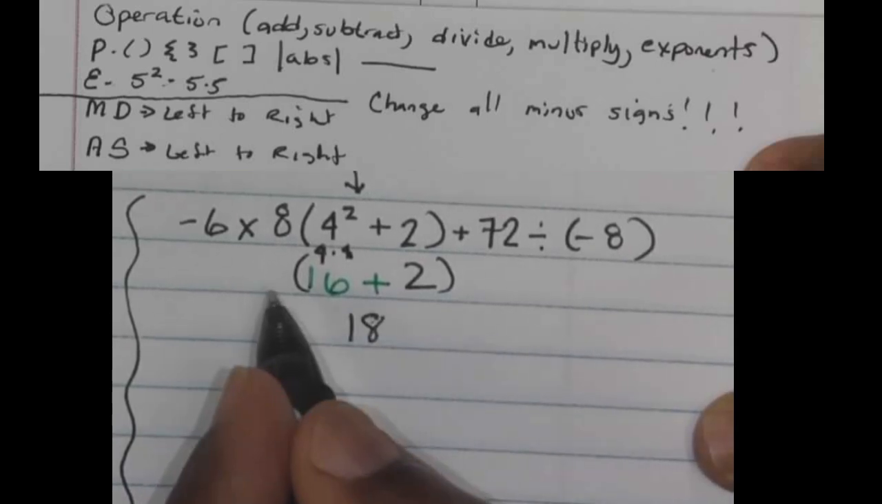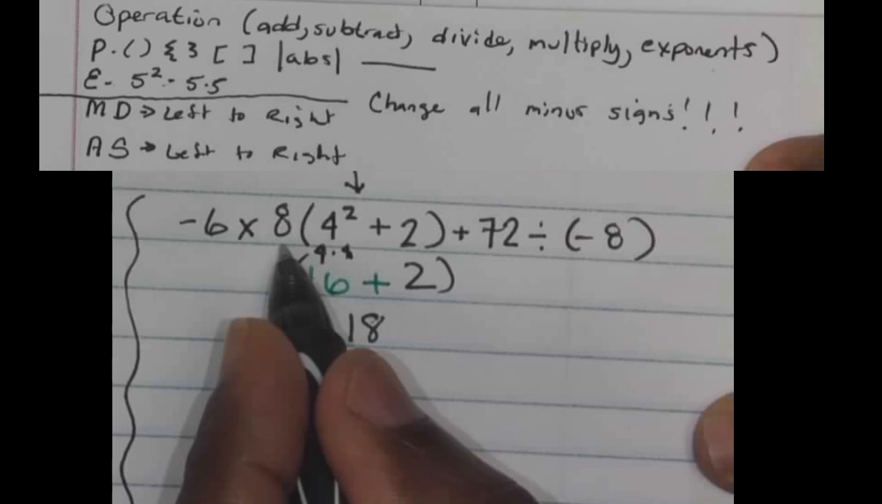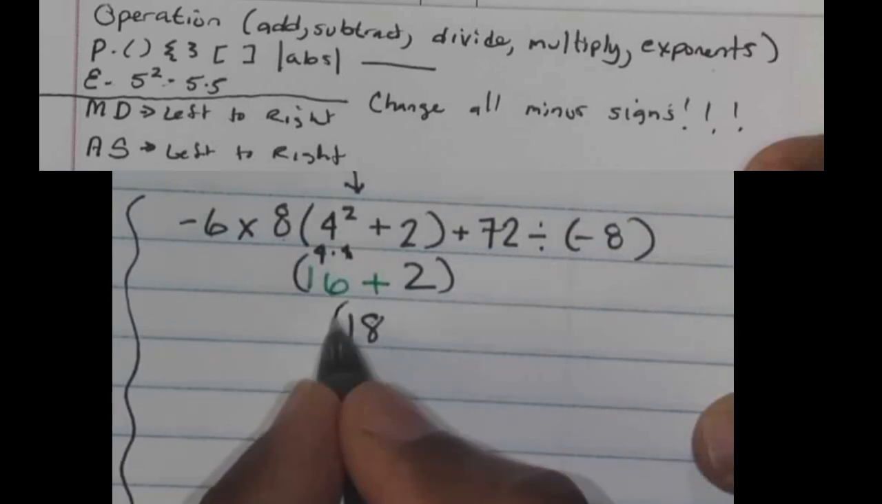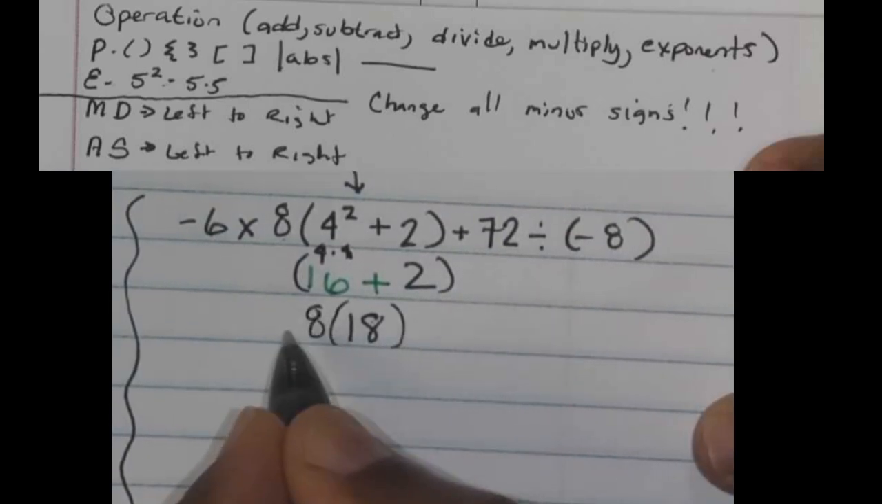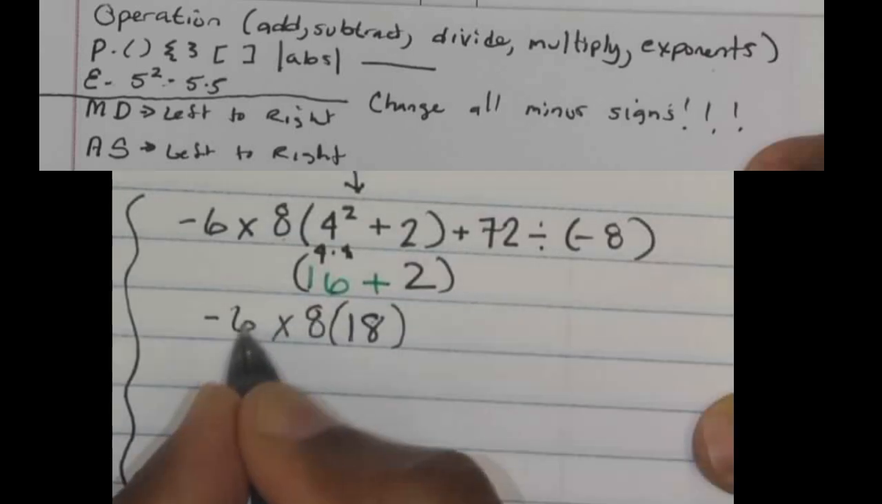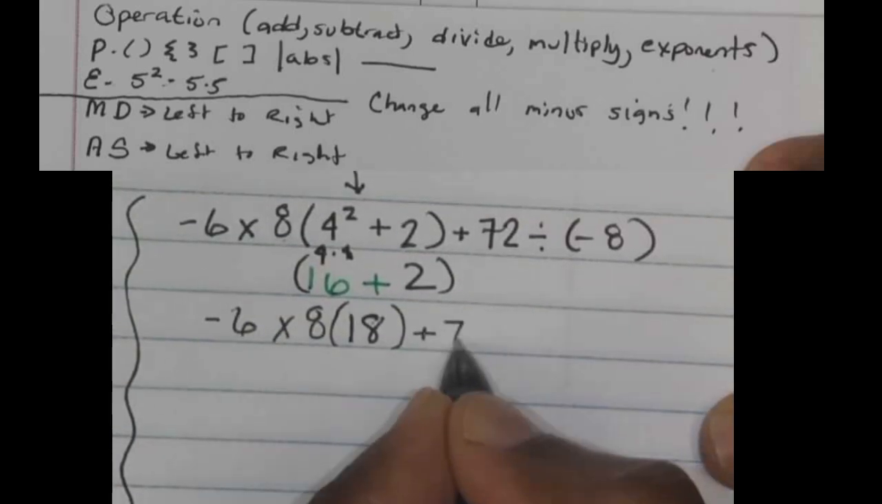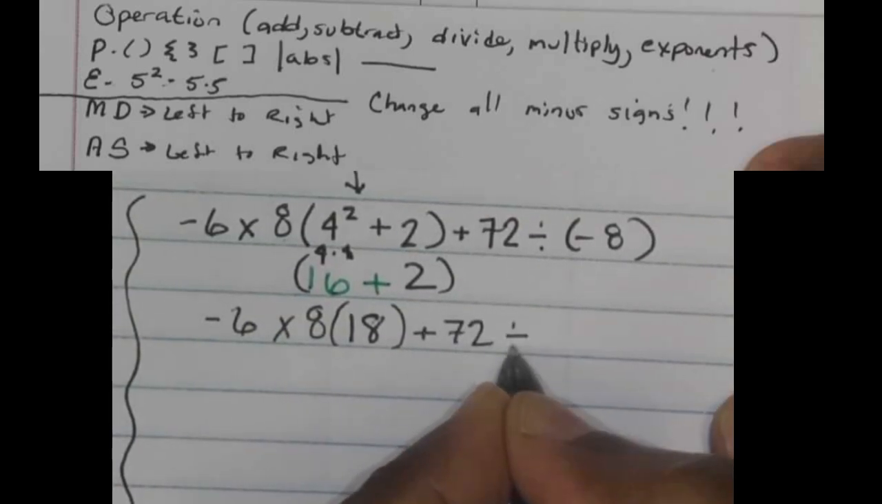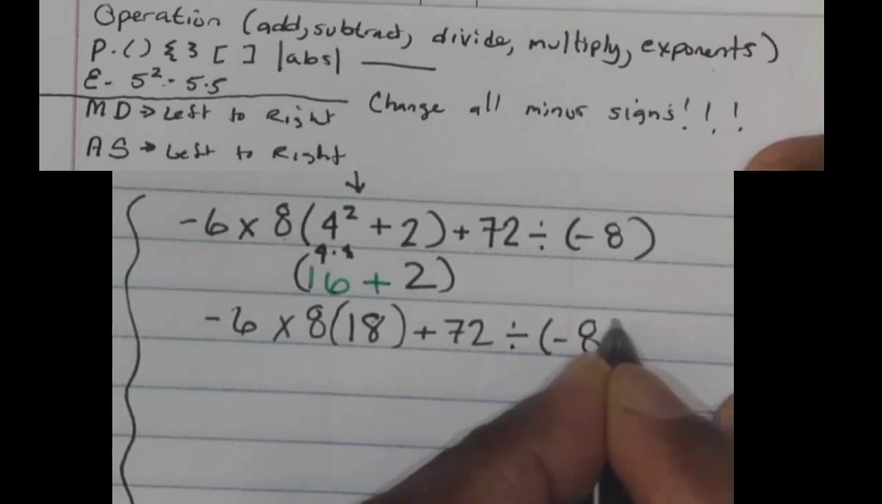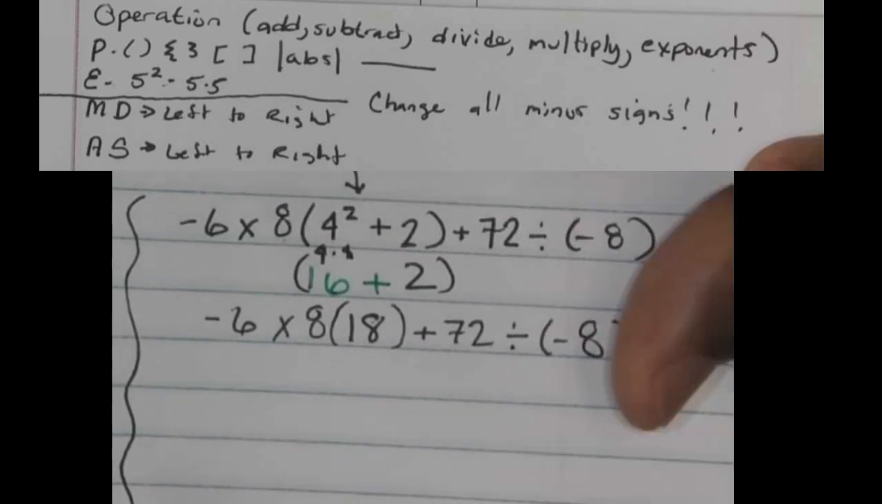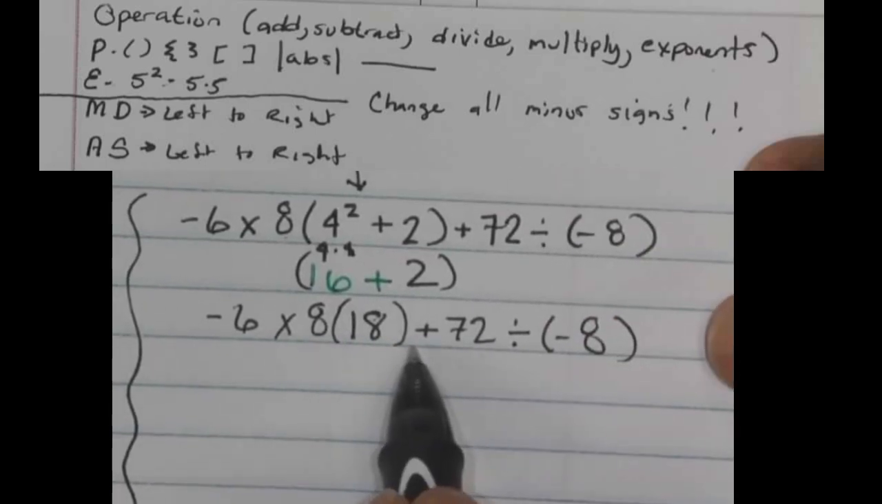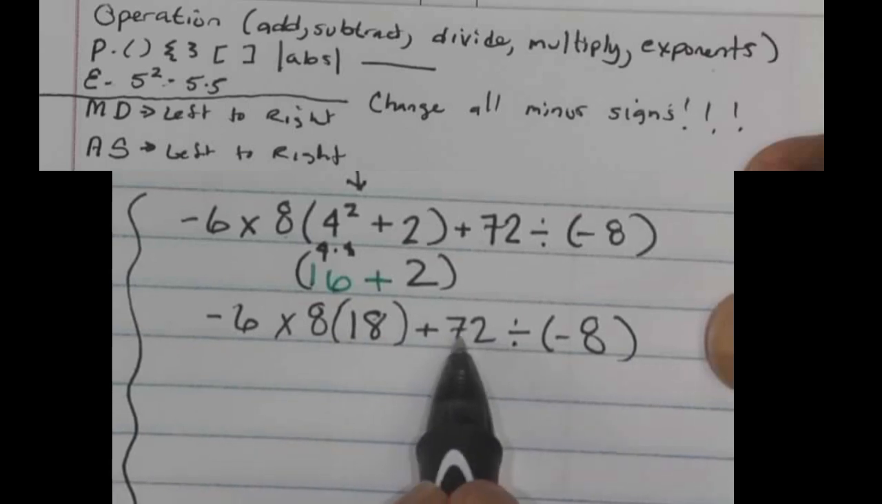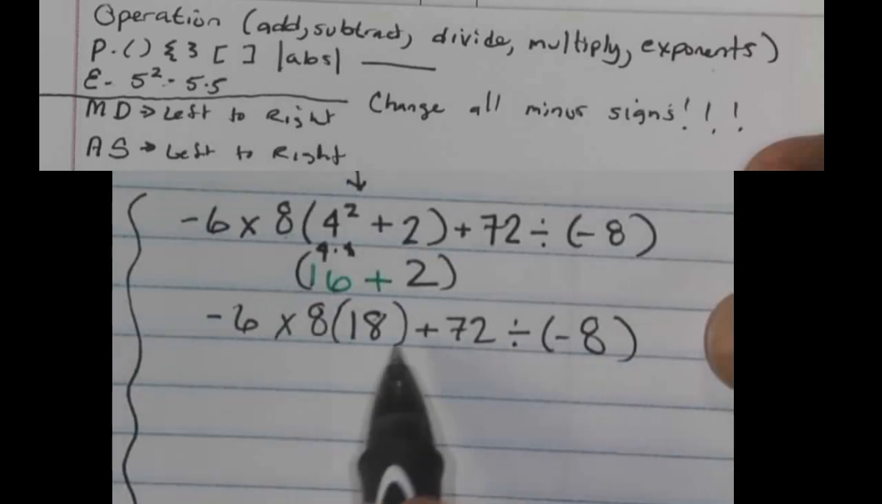All right. Now, I can't get rid of the parentheses because there's an 8 on the outside. So I'm going to keep the parentheses. And that's 8 times negative 6 plus 72 divided by a negative 8. After we get through the parentheses, we're supposed to check to make sure there are no minus signs in this problem. Thank God we don't have any. We don't have to change anybody. We're good to go.